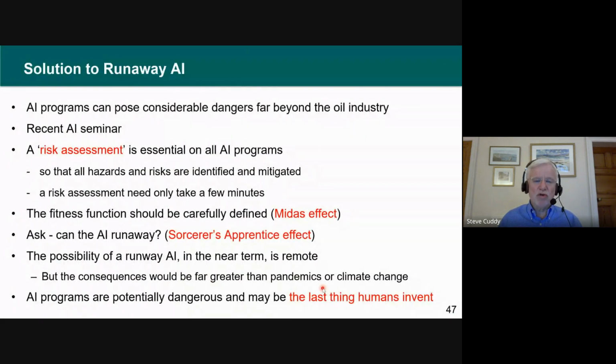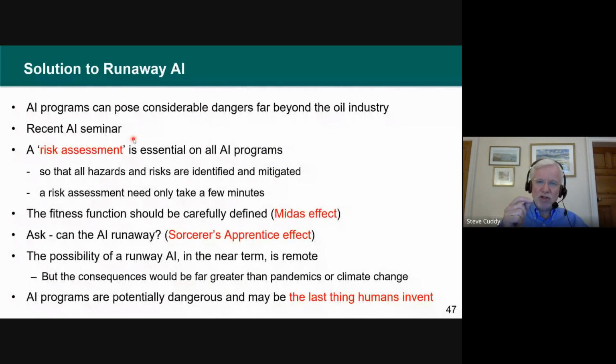So what is the solution to a runaway AI? Because these AI programs would pose considerable dangers far beyond the oil industry. At a recent AI seminar, I asked the presenters, have you done a risk assessment of your AI software? And they laughed and scoffed. They said, what are you talking about? Are you talking about Arnold Schwarzenegger and Skynet? And I said, no, have you done a risk assessment? They said, it's not necessary. So they didn't even consider doing it.